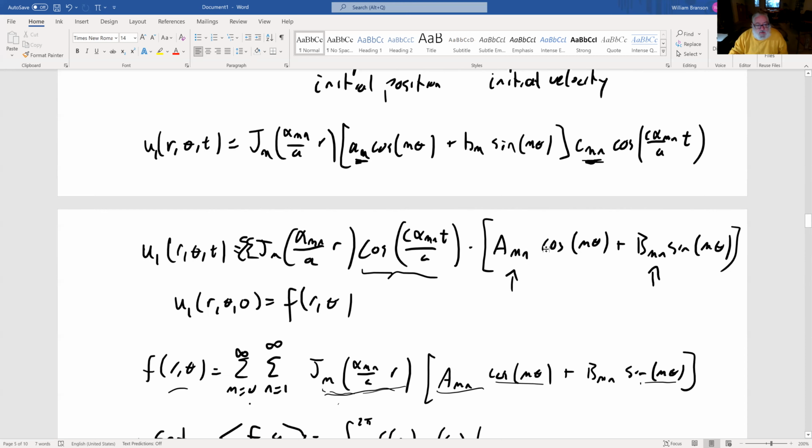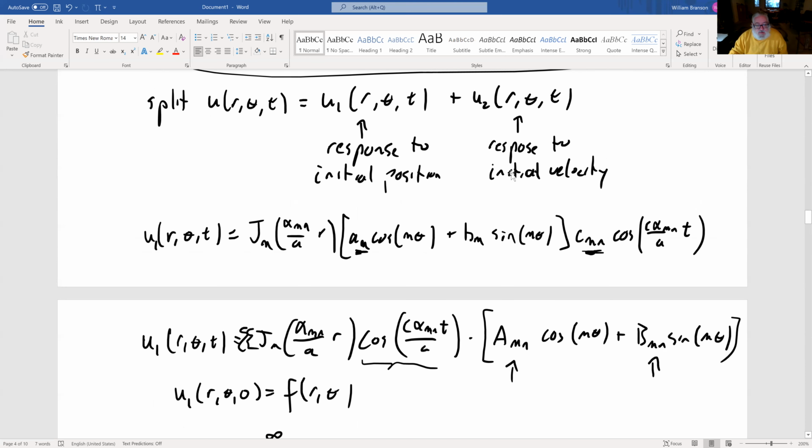And then if you want the response to the initial velocity, that would be the sine terms here. And you'll have coefficients c m n and d m n, and you do the same procedure with the initial velocity g of r theta. And that gives us the solution to the wave equation in polar coordinates.